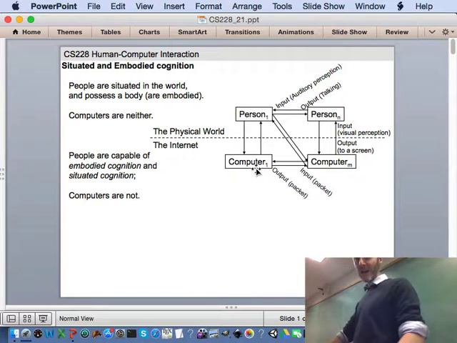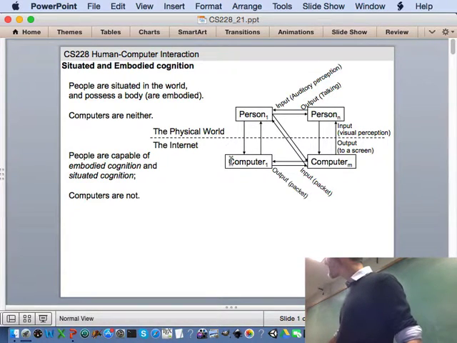Okay, so this cartoon here is an attempt to show you that, yes, computers exist in a particular world. It's called the internet. But the digital world is very different from the physical world. The physical world admits different kinds of feedback loops, right? As long as you're standing near someone, their output immediately becomes your input. What you do with that input is up to you, but it's immediate, right?